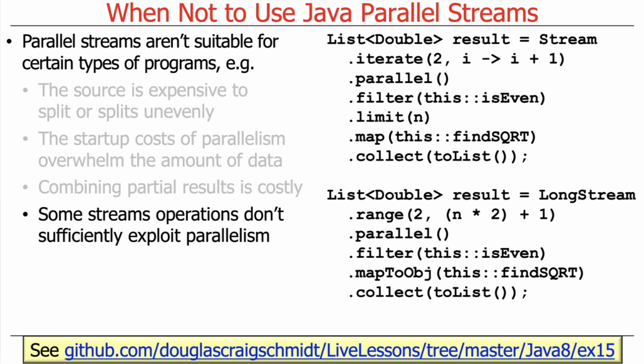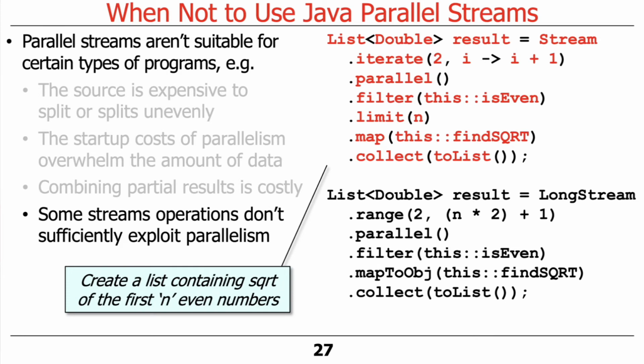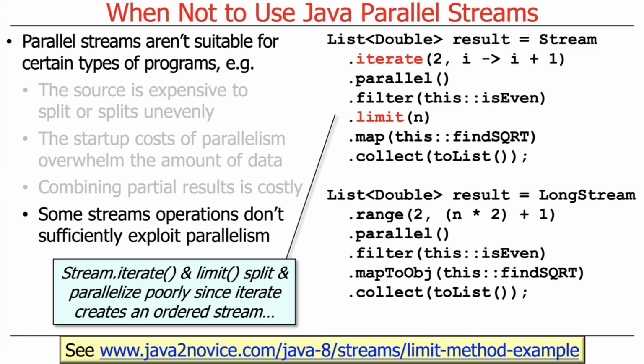Another challenge is that some stream operations don't sufficiently exploit parallel processing. This example is in my EX15 folder, and it's a really interesting example. We are computing two different streams that in parallel are figuring out the square root of the first n even numbers. So that's the requirement: we have to figure out the first n even numbers.